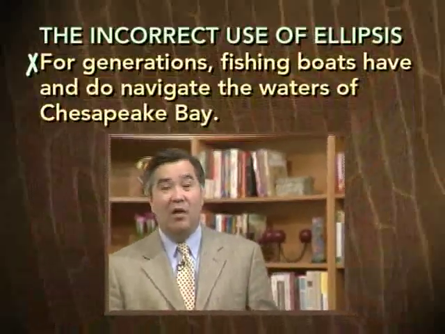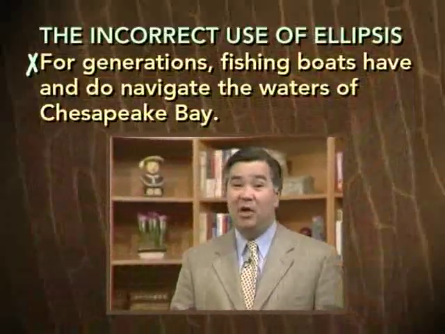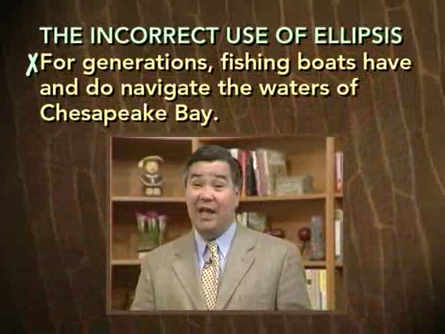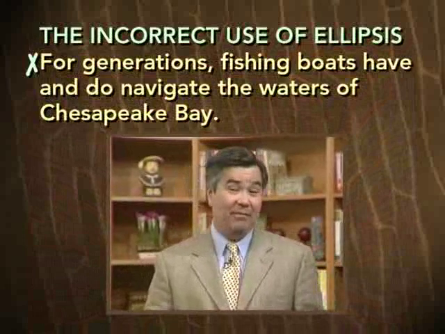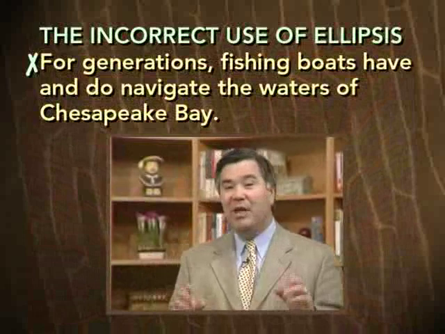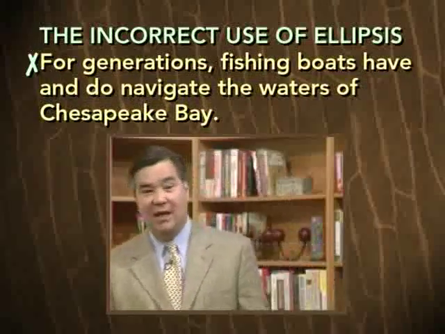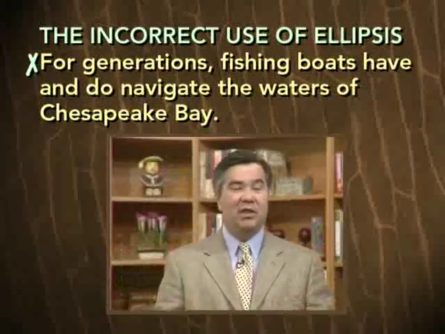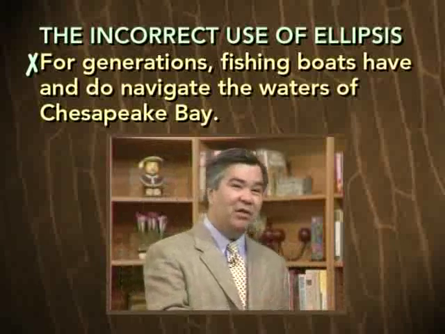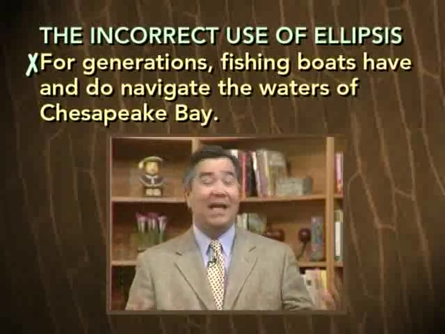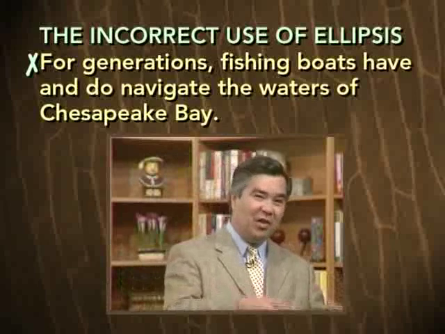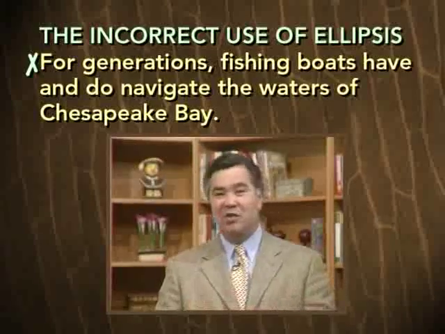Here's a sentence where the author is trying to use ellipsis to avoid repeating words, but when we try to apply the test, we see that it doesn't really work. For generations, fishing boats have and do navigate the waters of Chesapeake Bay. Okay, we understand what the author is trying to say. He's trying to say that fishing boats have navigated the waters of Chesapeake Bay for generations, and they still do that today. So there are two parallel ideas being described here.